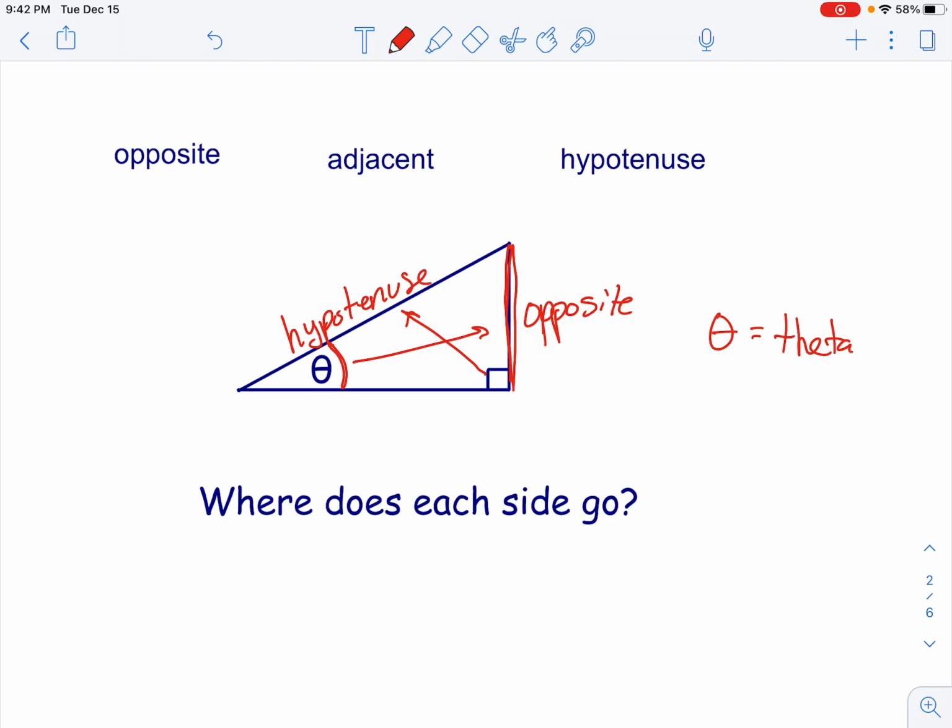And the adjacent, this means next to. So Apple Valley is adjacent to Rosemount. It's adjacent to Eagan. Those cities are next to each other. So next to would be the side that is next to theta, which would be this one. Now, the hypotenuse is also adjacent. It touches the angle, but since it's the hypotenuse, it's not considered the adjacent side.